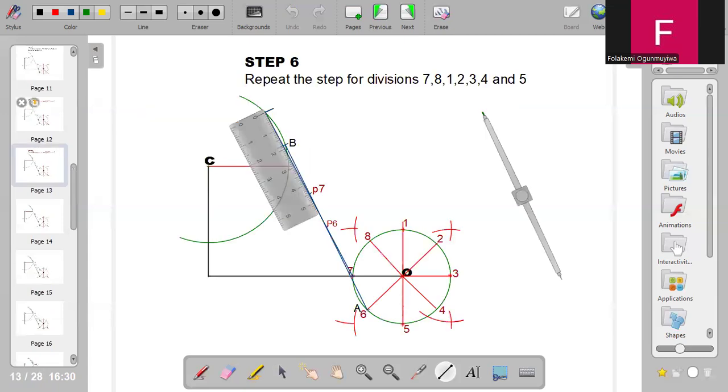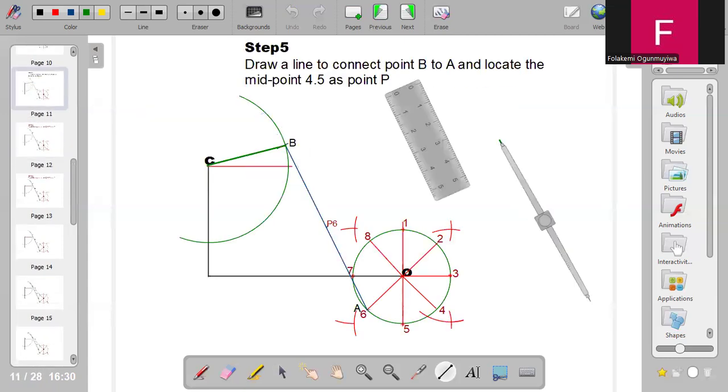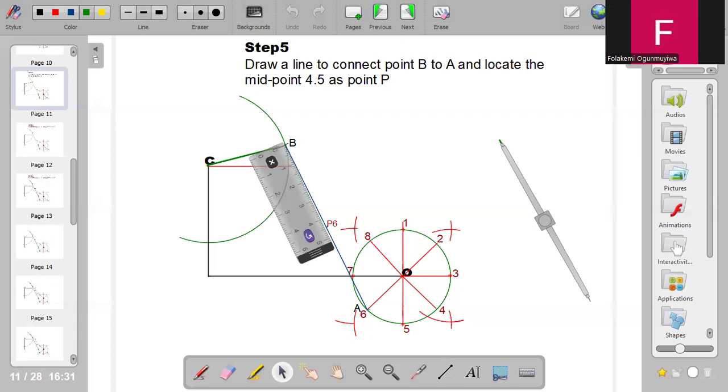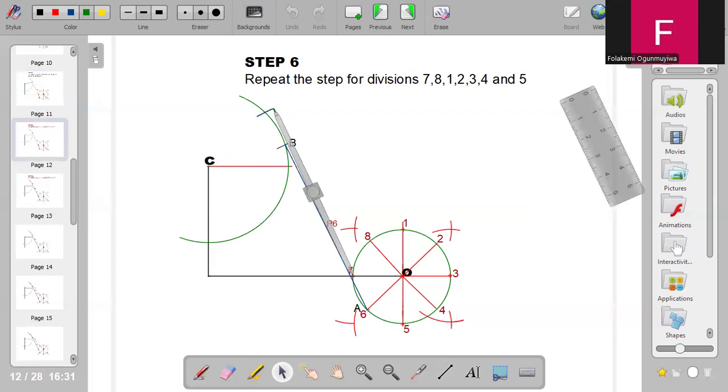So I'll go back to my drawing. This is my 9 centimeter. Then at 4.5 centimeter, I will mark my first point. Place your ruler on the line, which is 9 centimeter, then locate 4.5. At 4.5, you mark lightly and you put P6, which indicates your point 6.